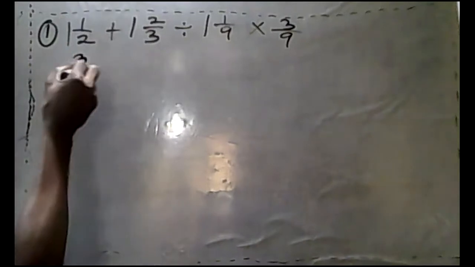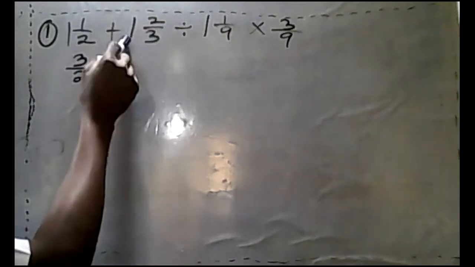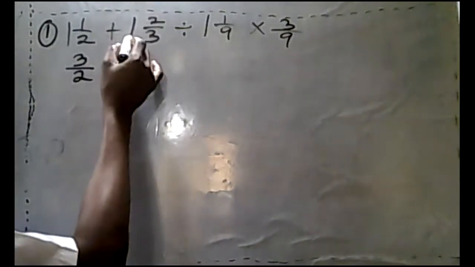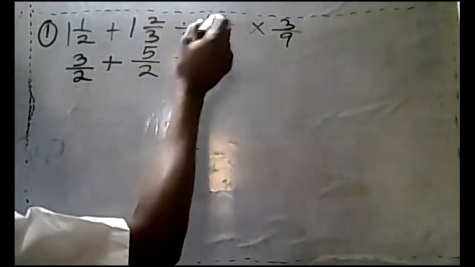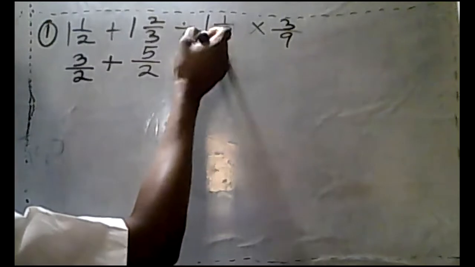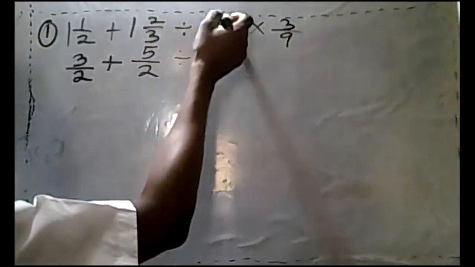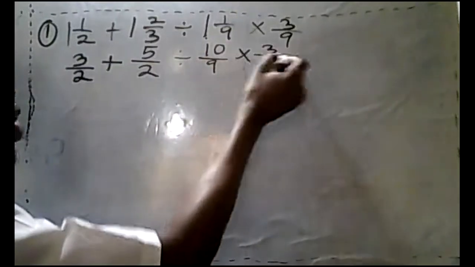So that will be 2 times 1, 2. 2 plus 1, 3. So that gives you 3 over 2. Plus, over here, you do the same thing. Denominator times whole number, answer plus numerator. So that is 3 times 1, 3. 3 plus 2, 5. 5 over 3 divided by, change this one as well. 9 times 1, 9. 9 plus 1, 10. That gives you 10 over 9 times 3 over 9.